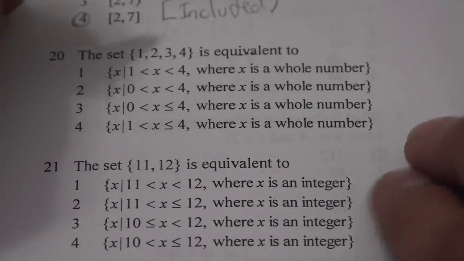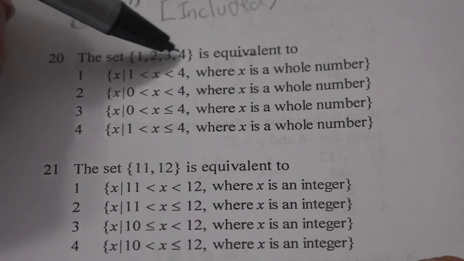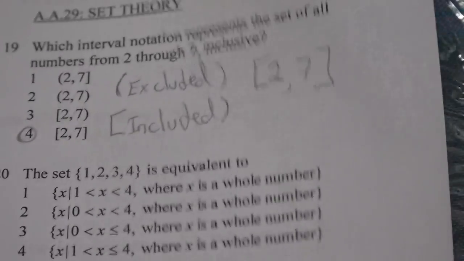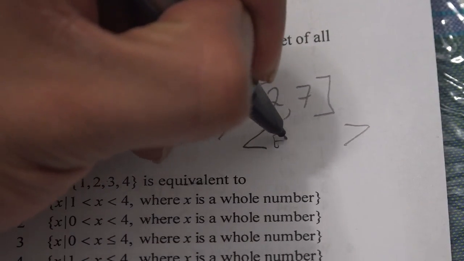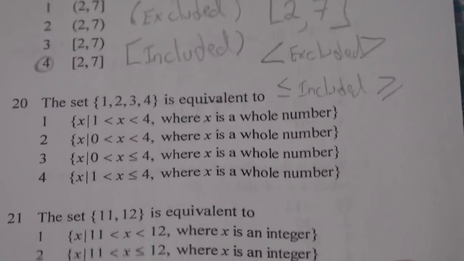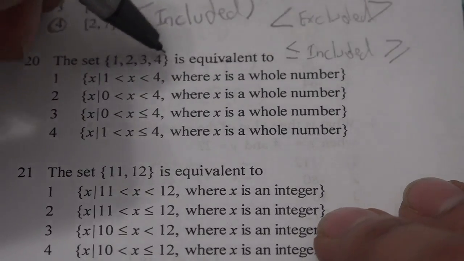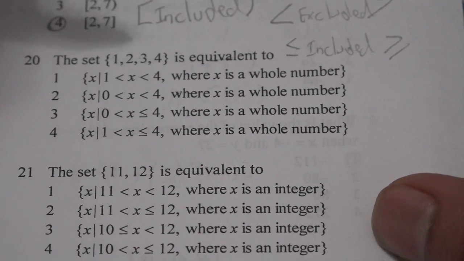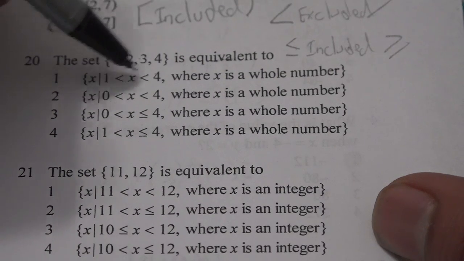Now, what about this? The set of 1, 2, 3, 4 is equivalent to what? Well, think of it this way. Let me go back over here. If you have a less than or a greater than, that is also excluded. If you have a less than or equal to, or a greater than or equal to, that means included, and it makes sense. Or equal to includes the number. So let's see what's up here. I need 1, 2, 3, 4. So basically what this says, 1 less than x less than 4, is that x represents all the numbers between 1 and 4.